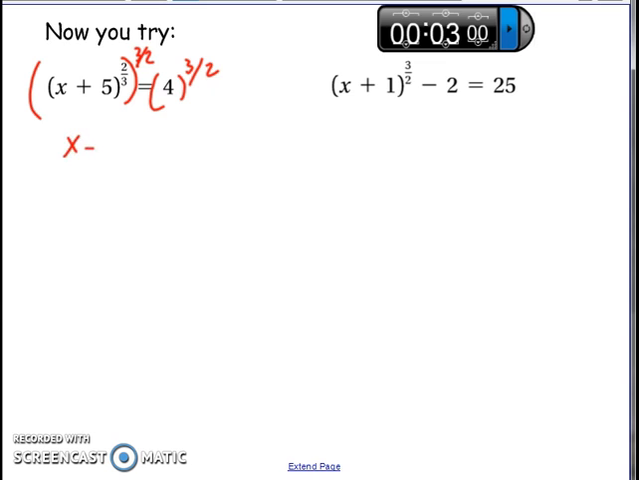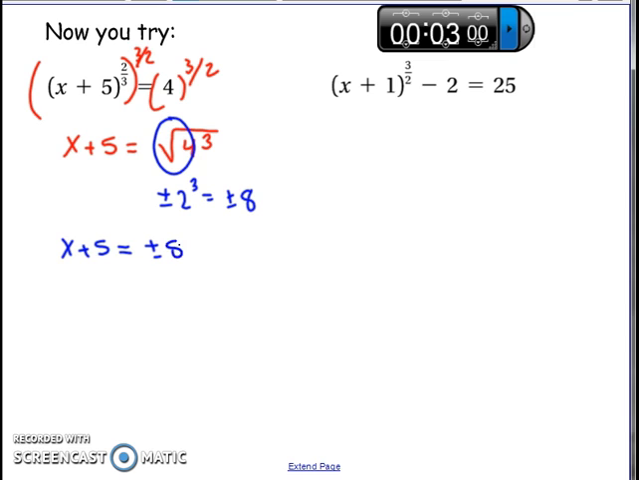So we have just x plus 5 on the left. And now 4 to the 3rd, and then the square root of that. So since we're taking the square root of 4, that's going to be plus or minus 2. And raised to the 3rd, so plus or minus 8. So x plus 5 equals plus or minus 8.